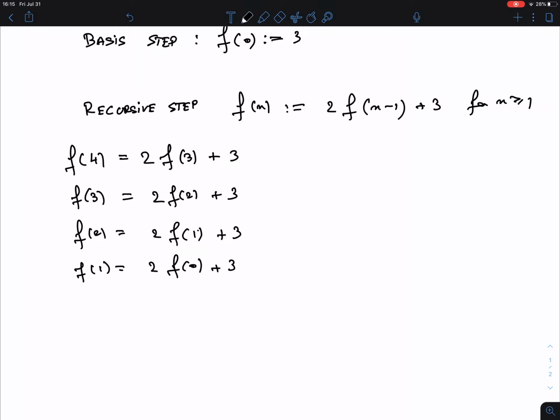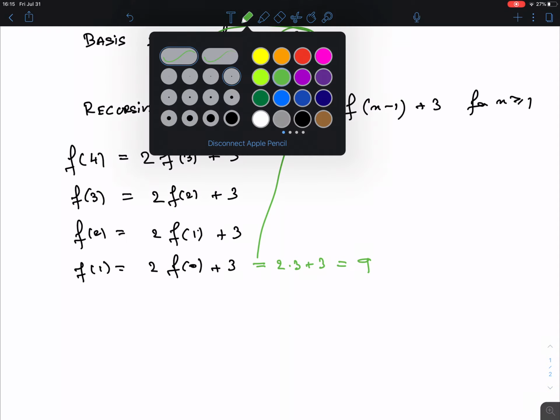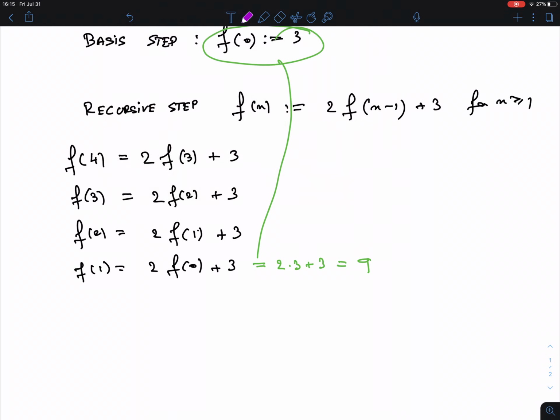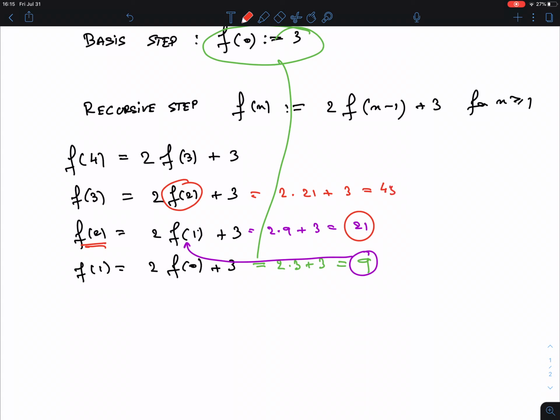Okay, so let me perhaps make this with a color. So I'm using this here, and now I can plug this in, and I get 2 times 3 plus 3, so that is 9. Now once I have this, I can work my way up. So the recursion is kind of down and then going up again. From 9, because I can plug that in here, because now I know what f1 is. So this is 2 times 9 plus 3, that is 21. This allows me to solve the next one, f2. I now know f2 is 21. So this is 2 times 21 plus 3, that is 42 plus 3, that is 45.